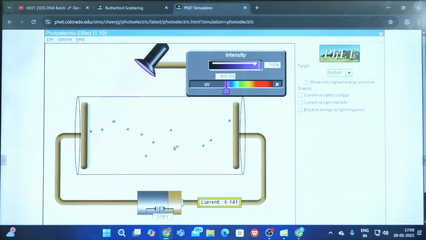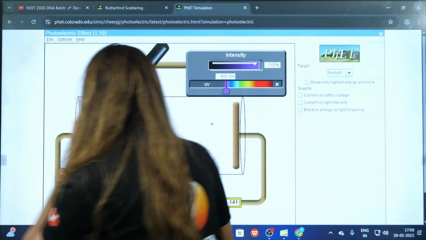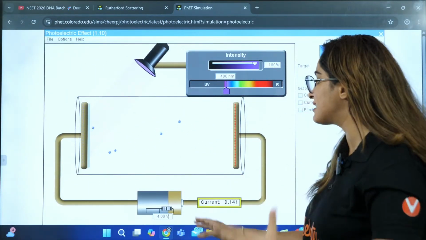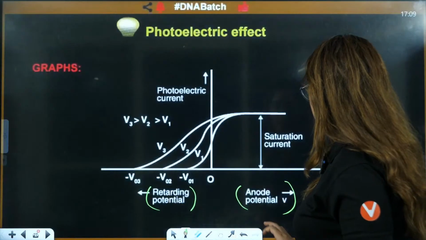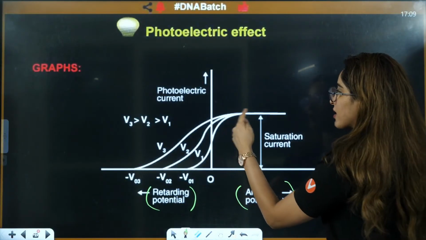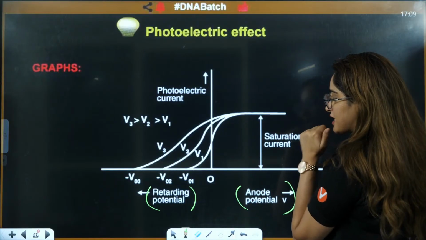Current is 0.141. Now I am changing it to 1, current is 0.141. Now I will change it to 2, current is again 0.141. Now I will change it to 3, again 0.141. I'll change it to 4, again 0.141. That means when you are increasing the positive potential, it is moving towards saturation. This is the saturation.